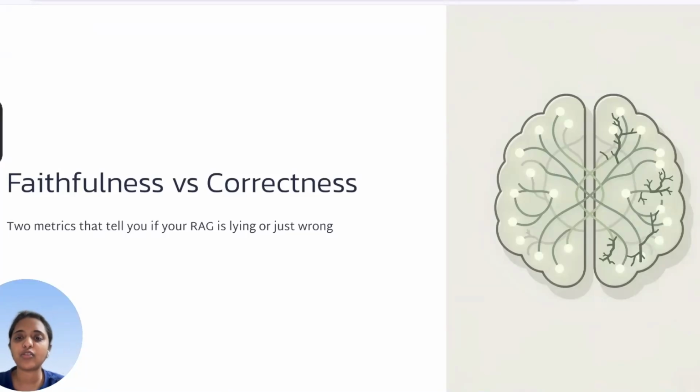Today we are going to learn about faithfulness versus correctness. These are the two metrics that are used to evaluate the generation aspect of RAG systems. We are going to see whether the generation was correct or not. We validate if our RAG was lying or just wrong.